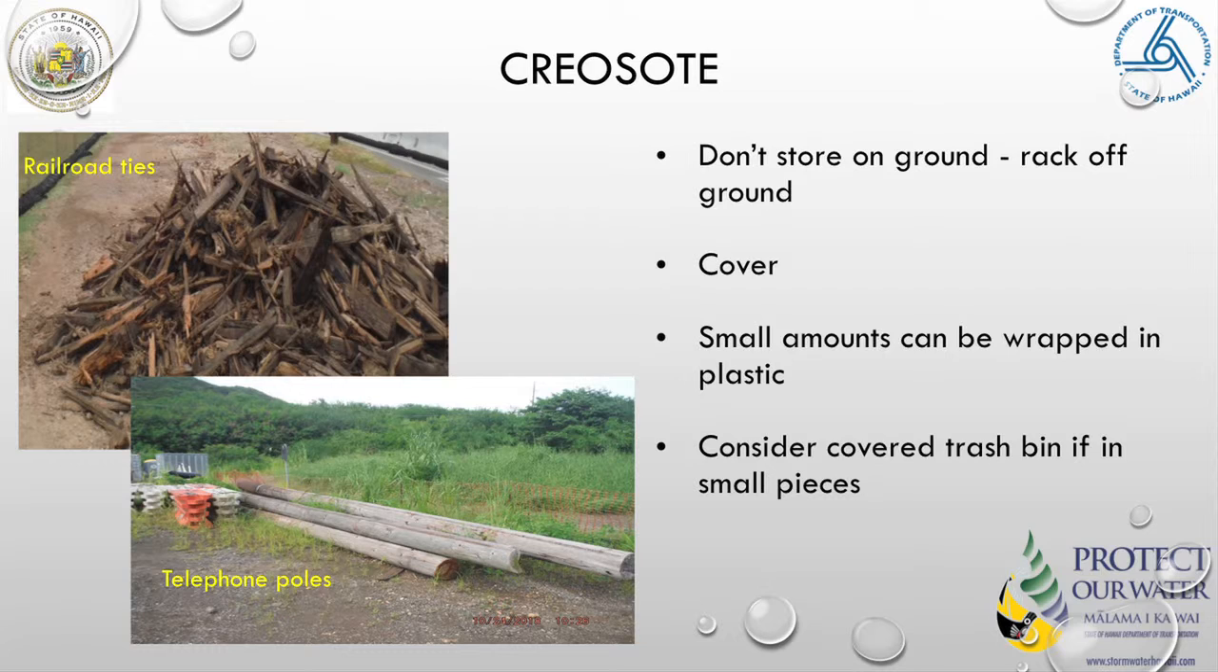If they're individual ties, they're easy to rack. If you have to take them out in pieces, it's not so easy. Easiest thing to do is get a trash bin, throw it in there and cover it. If not, you're going to have to wrap the whole thing up. Foam poles are creosote.